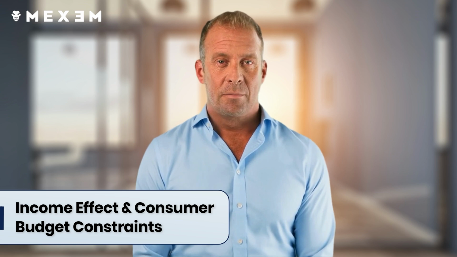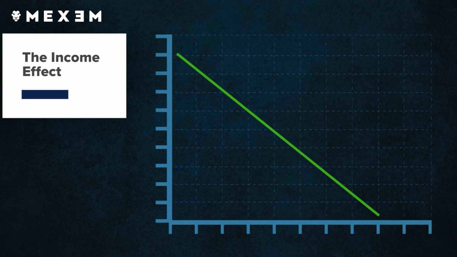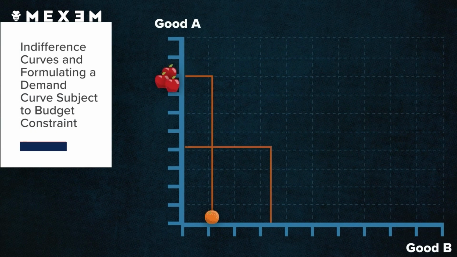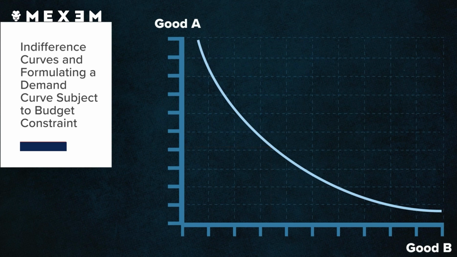Income effect and consumer budget constraints. As incomes rise, consumers tend to purchase more goods, shifting the demand curve upwards. A consumer's purchasing power determines their ability to buy different goods constrained by a finite budget. The combination of two goods, A and B, that bring equal satisfaction can be represented graphically on an indifference curve. The budget constraint is shown as a line that limits the combinations of goods A and B a consumer can afford. The optimal point of utility is the intersection of the budget constraint and the highest attainable indifference curve, labeled point J.